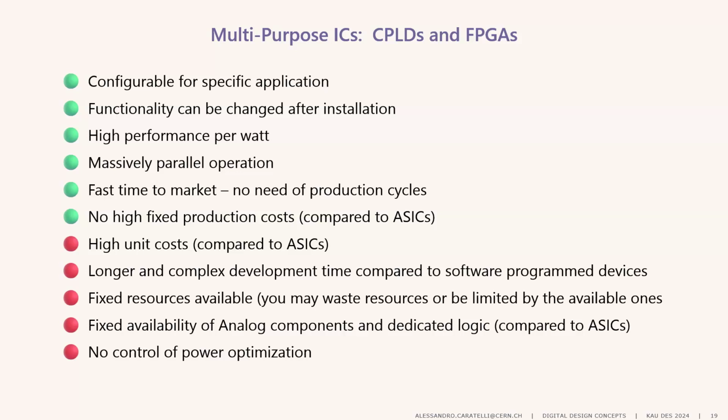So when you buy an FPGA with a certain number of resources, if you're doing something smaller, you are not using some part of the resources that are there. If you're doing something bigger, you may be limited by the resources that are available on it. So it's also a question of selecting the right one. And also you have a fixed availability of analog components. Modern FPGAs embed some analog components or dedicated logic inside. And of course, compared to an ASIC, there is no control over power optimization.